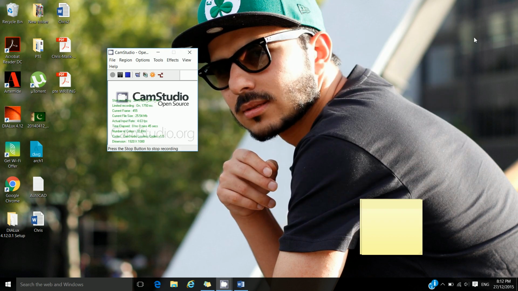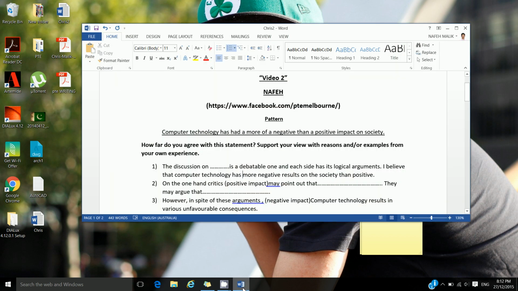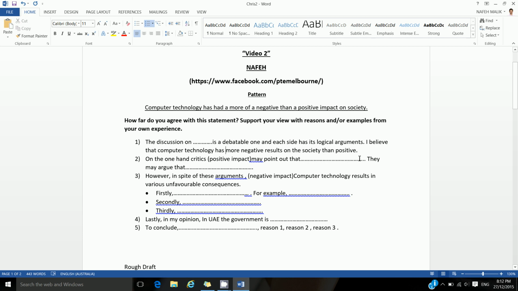Now coming to video 2, we have a fixed pattern. Remember I talked to you about a fixed pattern that I'll tell you. I'll show you some sentences that I write, and then you can fill it up according to your own specification. Then trust me, you'll do great in your PTE result.